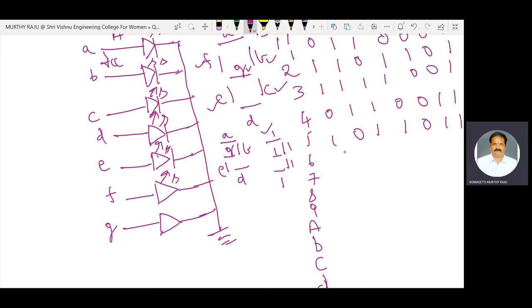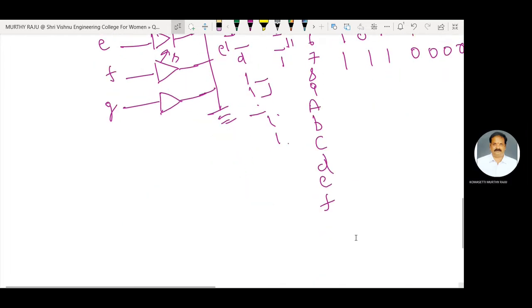For the sixth one, we use this one: 1 0 1 1 1 1 1. For the seventh one, 7 means A, B, C on, and the remaining all are zeros. In this way, you have to fill all these.